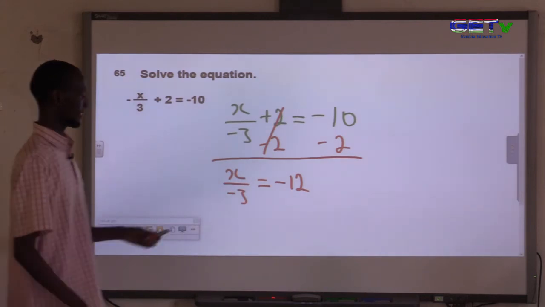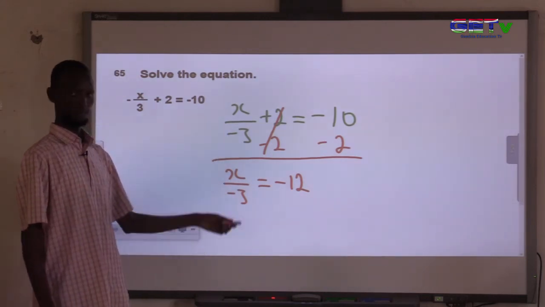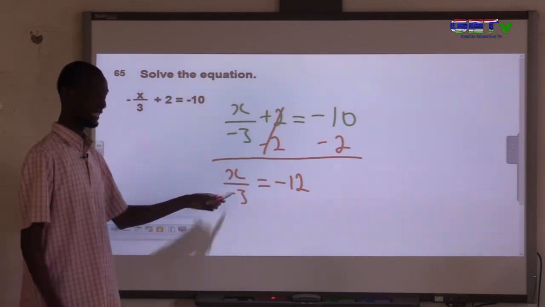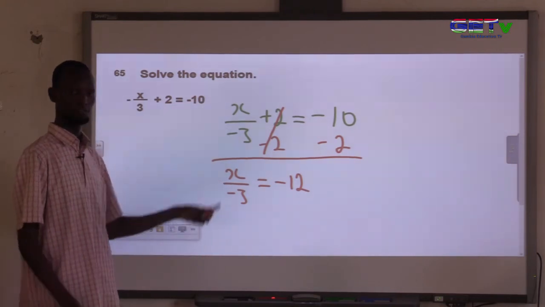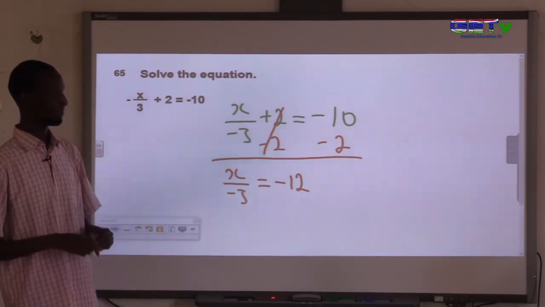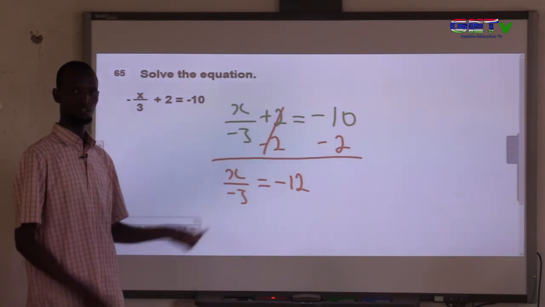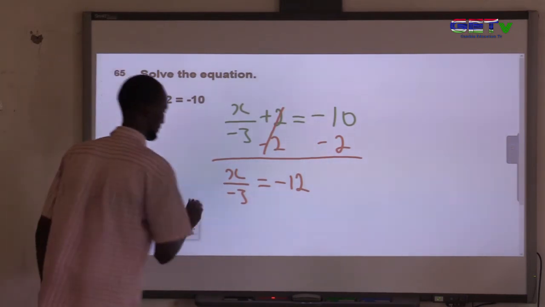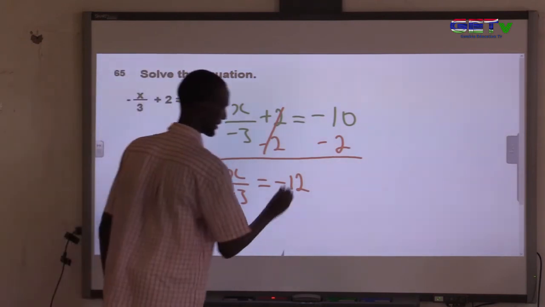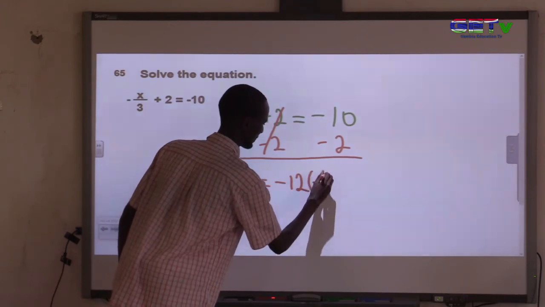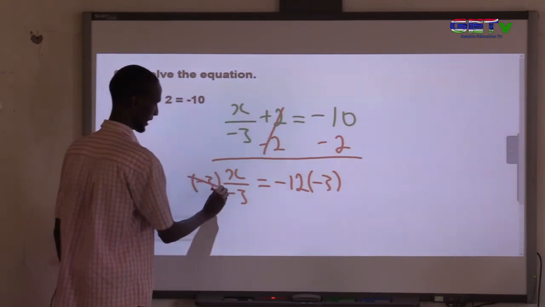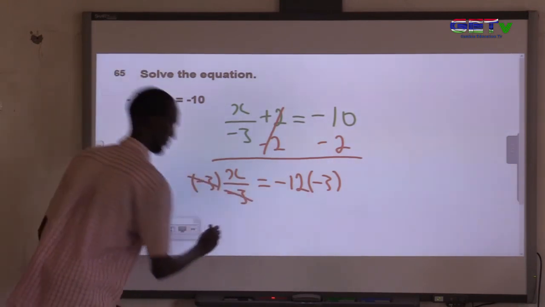But yet still, our variable is not alone, right? There is still a 3 there. So we need to undo that negative 3. But x over negative 3 is x divided by negative 3. That is a division, which we need to undo. And we know to undo a division, we multiply. So we multiply this side by the negative 3. You also multiply the right-hand side by the same negative 3. Then what happens is, your negative 3 here will cancel out this negative 3. And now your x is all alone.